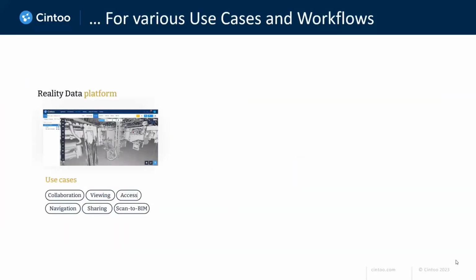So Cintoo Cloud has basically three main value propositions. The first is that it's a reality data platform, meaning that you can collaborate, share, and view this point cloud data as a mesh, which makes it much easier to use. And it's really here to democratize the use of point cloud data in the industry.